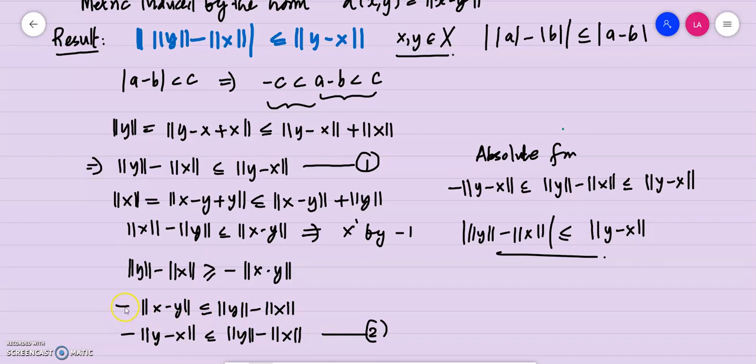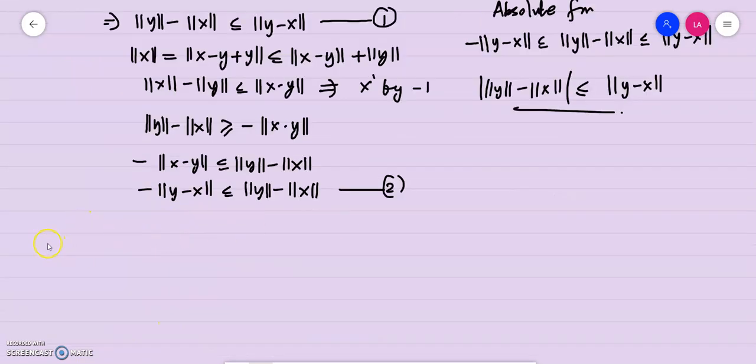So the norm satisfies the same inequality which is satisfied by the modulus. That is the first result which we have obtained. Now moving on to the second result. In this result, we will try to study the continuity of the norm function. So the result is: the norm function is continuous.